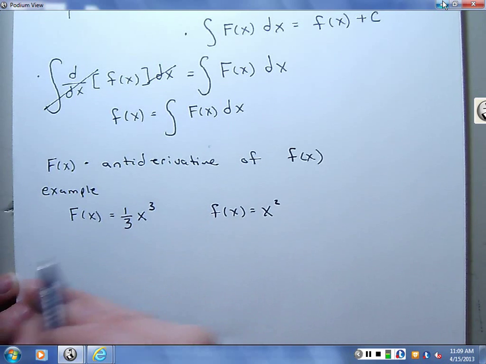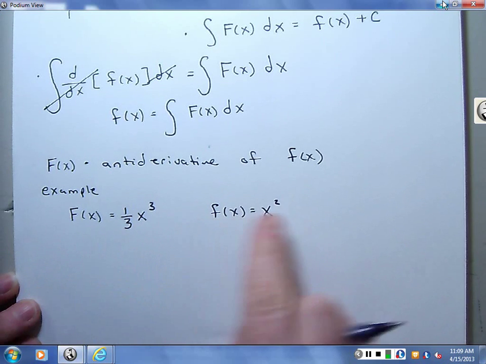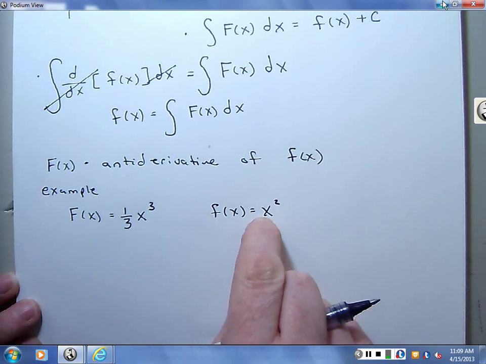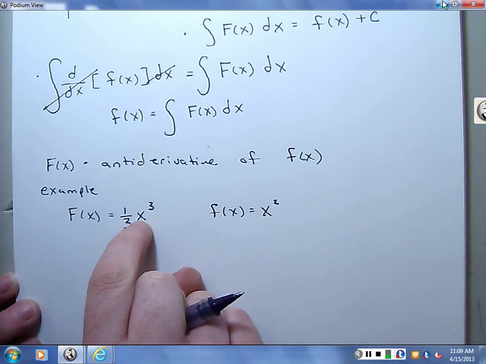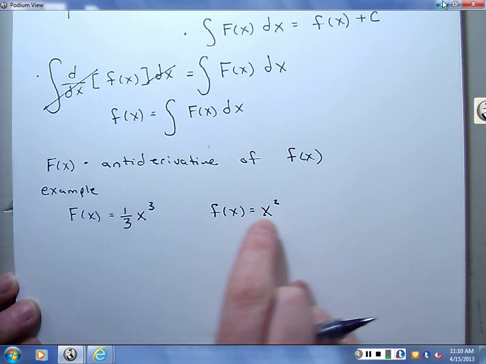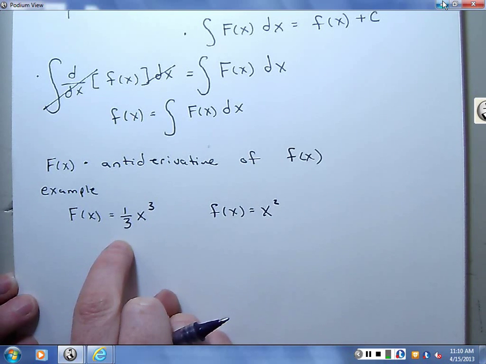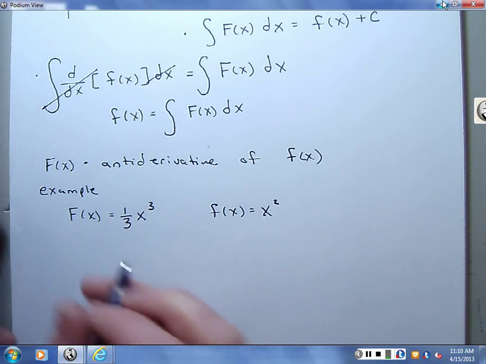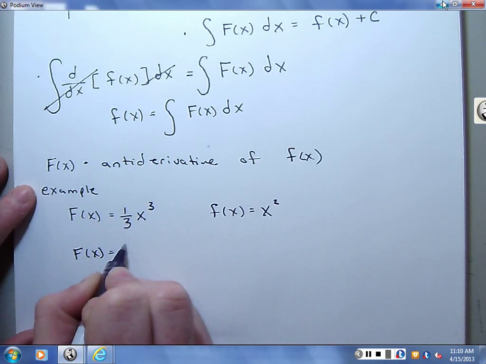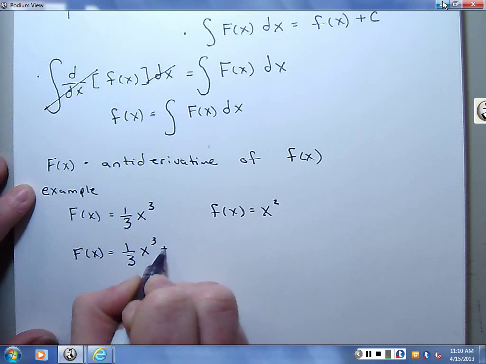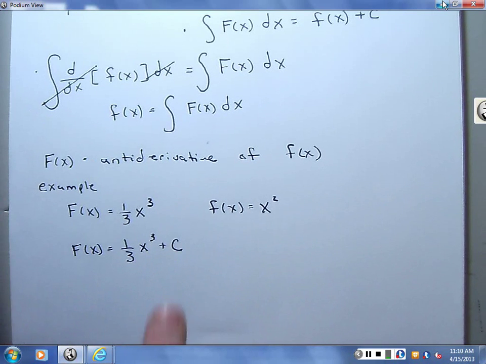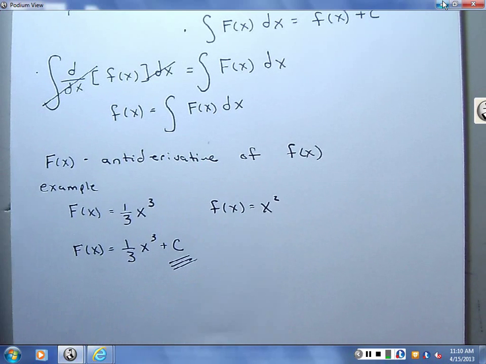So what this would be saying is, are there any other functions that I can differentiate and get here? If I differentiate this, I get x squared? There is. There's infinitely many, and that's called a family of solutions. So it turns out I can have 1/3 x cubed plus a constant, a c. If I differentiate this, I still get x squared. It doesn't matter what the c is as long as it's a constant, because the derivative of a constant is 0.